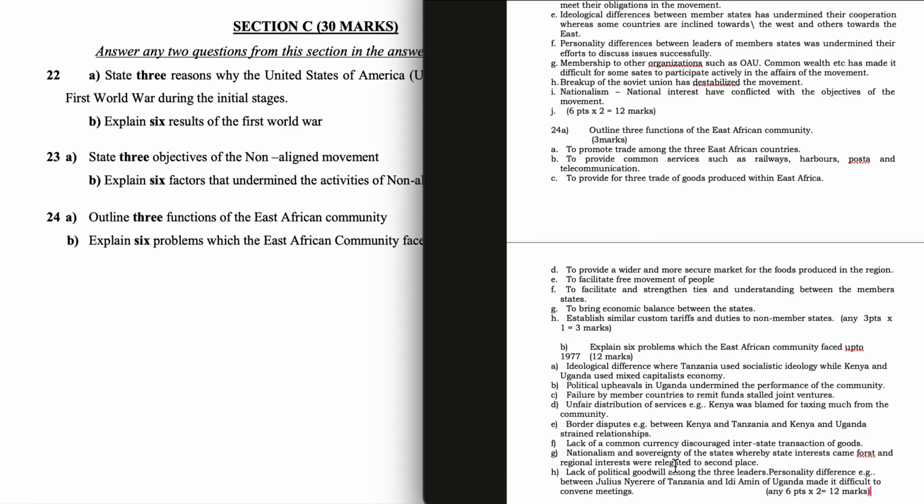Nationalism and sovereignty of states, whereby state interests came first and regional interests were relegated to second place. Lack of political goodwill among the 3 leaders. Personality difference, for example, between Julius Nyerere of Tanzania and Idi Amin Dada of Uganda made it difficult to convene meetings.